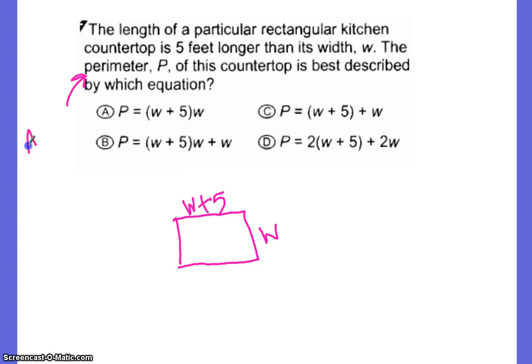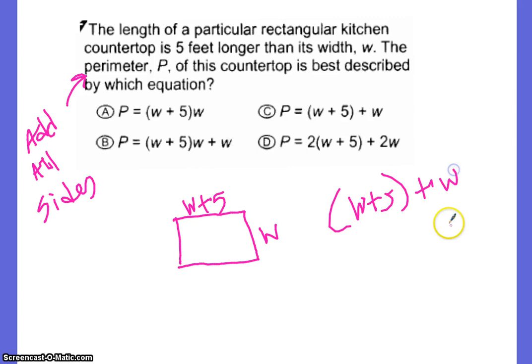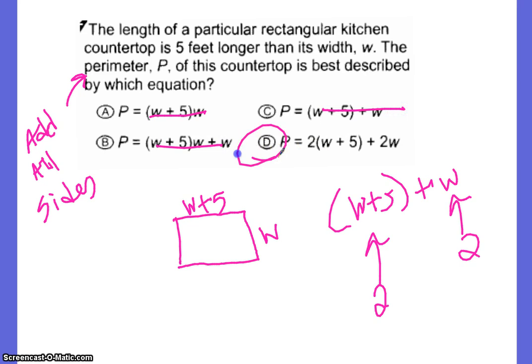Perimeter means to add all sides. So we've got to take W plus 5 and add it to W. And then you could write it again, or you know that you're going to have 2 of these and you're going to have 2 of these. Because if all you do is add W plus 5 and W, you only get halfway around. So we're not multiplying. And if all you do is add these 2, you only get halfway around. So it's going to be 2 times W plus 5, plus 2 times W.